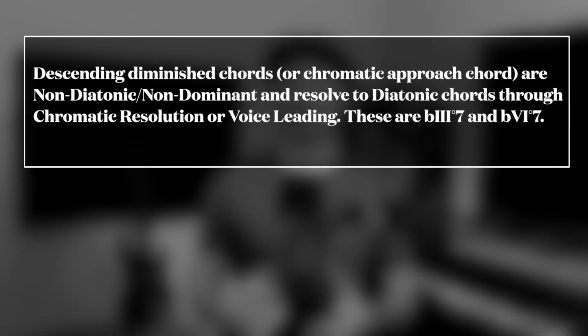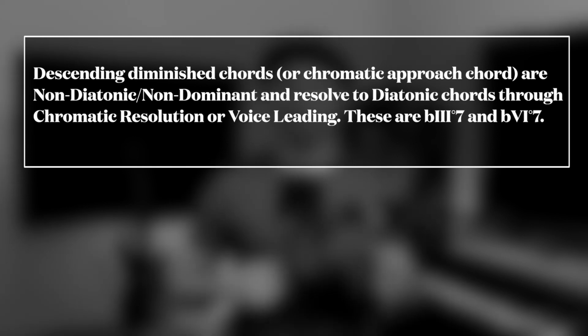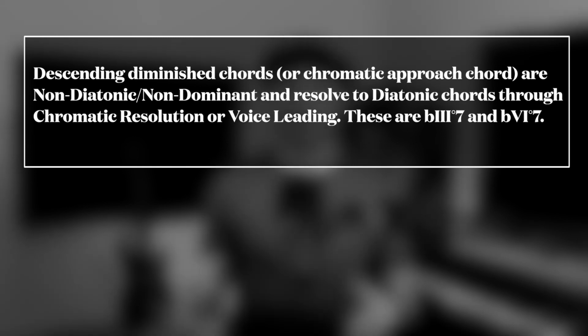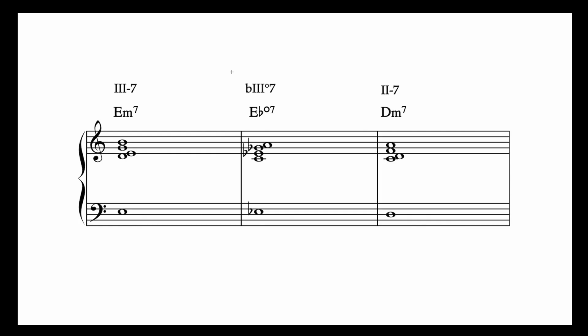The next category is descending diminished chords, sometimes called chromatic approach chords. These are non-diatonic and non-dominant, and they resolve to diatonic chords through chromatic resolution and voice leading. They are the flat 3 diminished 7 and the flat 6 diminished 7. The first chord is flat 3 diminished 7.